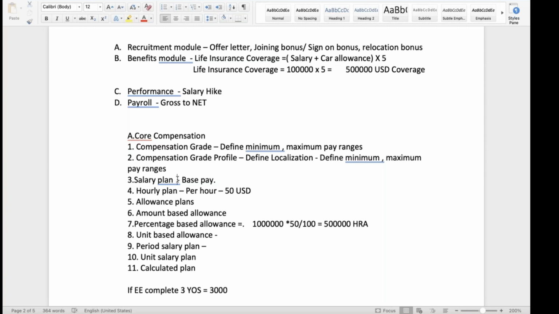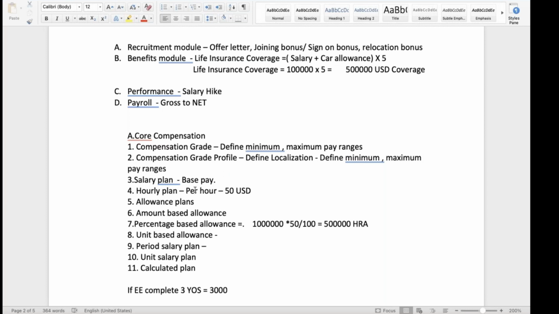Hourly plan means the amount is completely based on the number of hours the employee has worked. Mostly we will see this in USA, Canada, and some other countries. Here there is no fixed payment. In an hourly plan, there is no fixed payment. The amount is completely based on the rate.